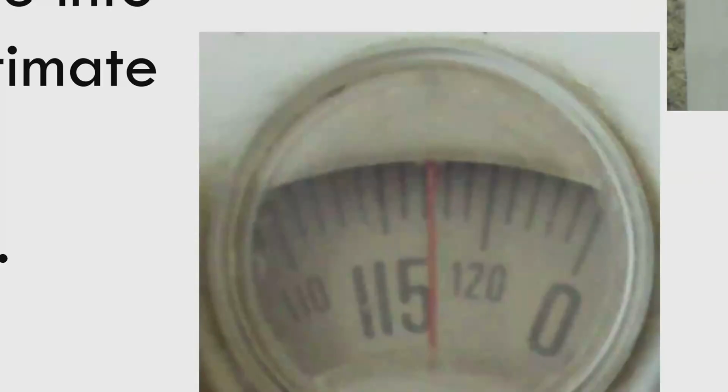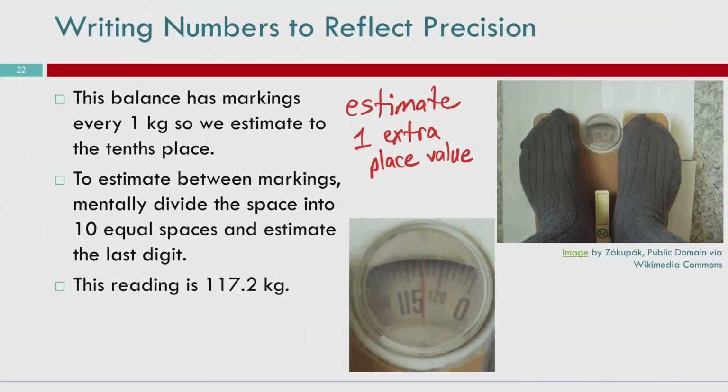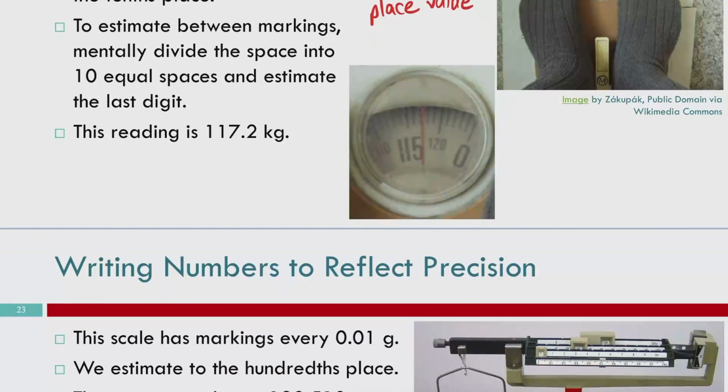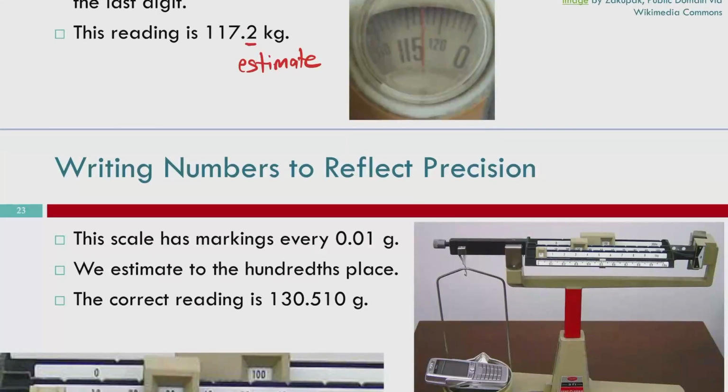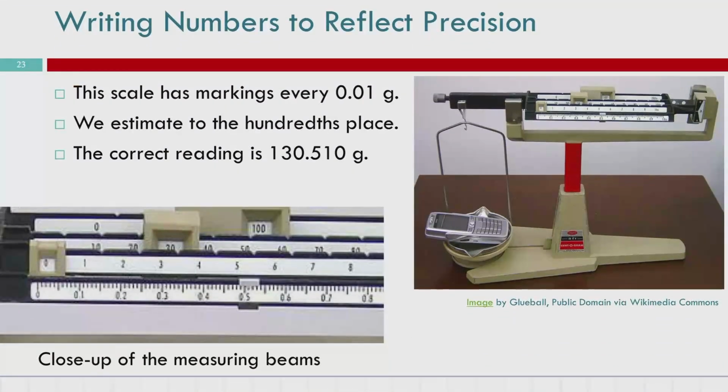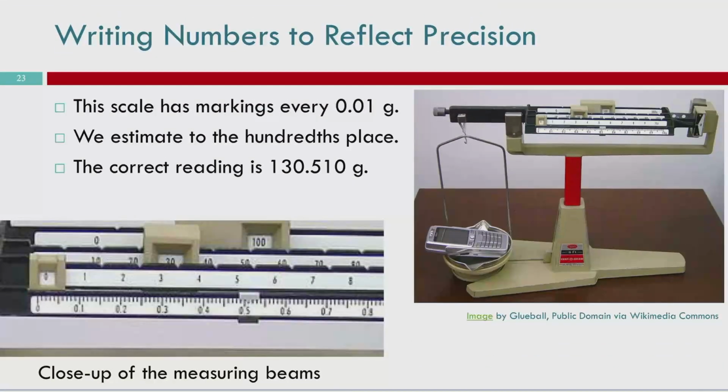0.2, 0.1, maybe 0.3, somewhere in there, those would all be perfectly fine readings. So this last digit, that's the estimate part. Okay, and then we've got this 4-beam balance with the indestructible Nokia phone.